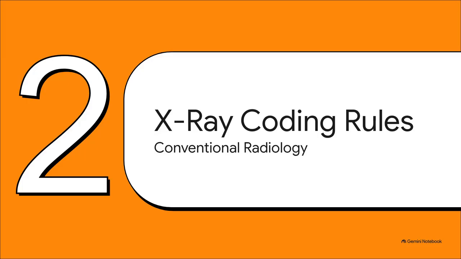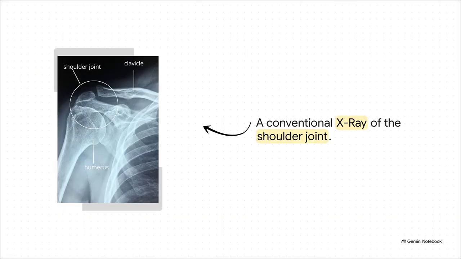Moving right along to Section 2, conventional X-ray coding rules. Now, on a standard conventional radiograph, unlike arthrography, the coding is highly anatomically specific. You can't just broadly search for upper extremity. You need to look specifically for the shoulder, the elbow, or the wrist. And for the lower limbs, you're looking for the hip, knee, or ankle. Pinpointing that exact anatomical site is always your very first sorting mechanism when you open up that CPT manual.